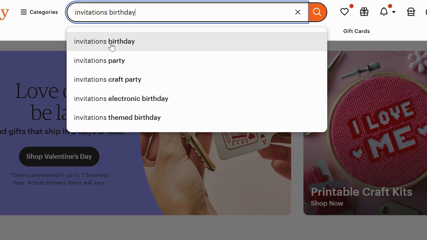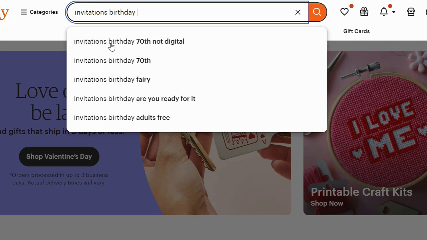And so we would then use Etsy's autocomplete function again. So we press space again, and now we've niched down even more. Now we're seeing invitations birthday 70th, not digital. Someone has typed that in and they're so specific with that. They want a 70th birthday invitation, but not a digital one, so they actually want someone to print those invitations out for them. So that's not for us, really.